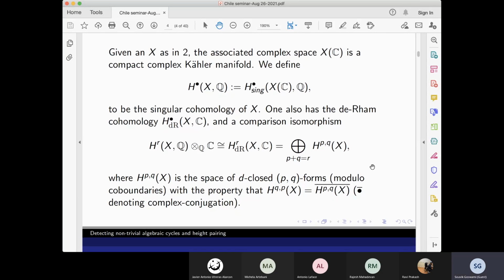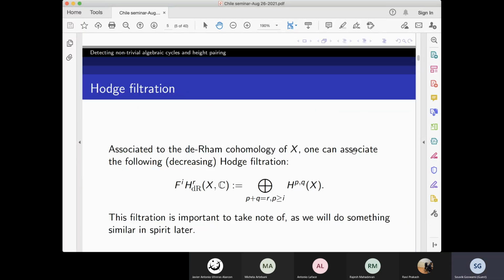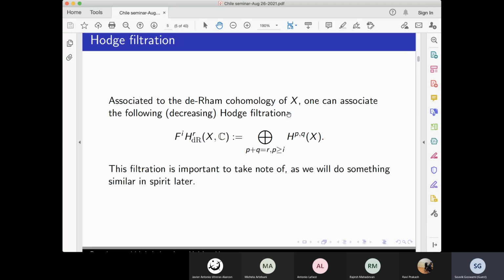Okay, so any compact complex Kähler manifold has such a Hodge decomposition. So that's the cohomology part. Well, not completely. We still have the Hodge filtration. So given the de Rham cohomology of X, we can associate a filtration to it.